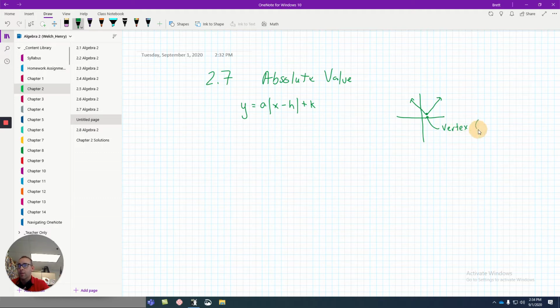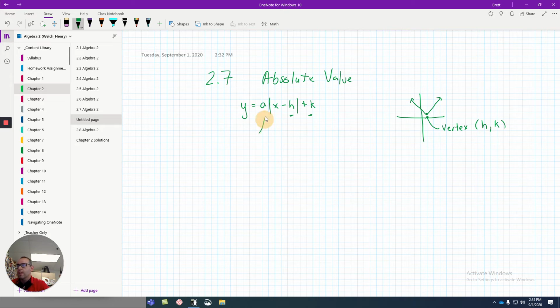And the vertex, if you want to know where it exists, is at the point (h, k). This is an x, y ordered pair, but it's something that can be found by looking closely at our formula. And we'll look at some examples here in a second. But the vertex is that turnaround point.